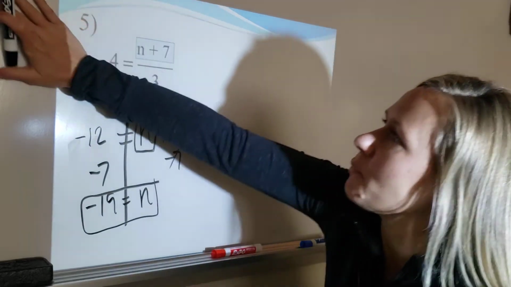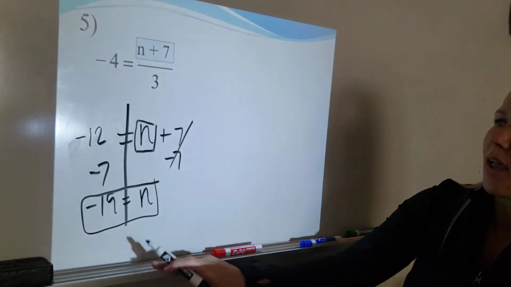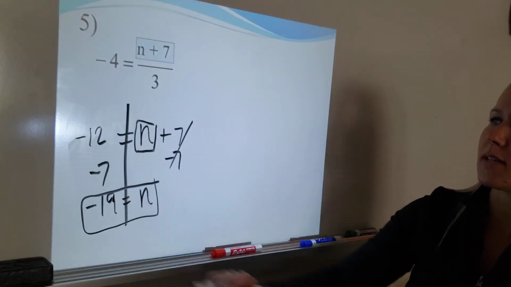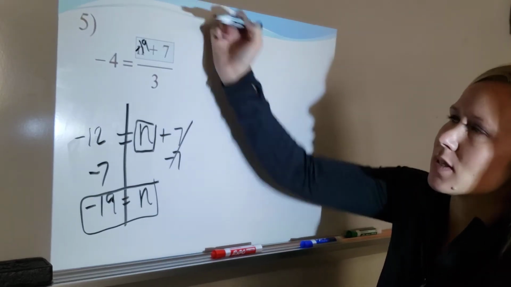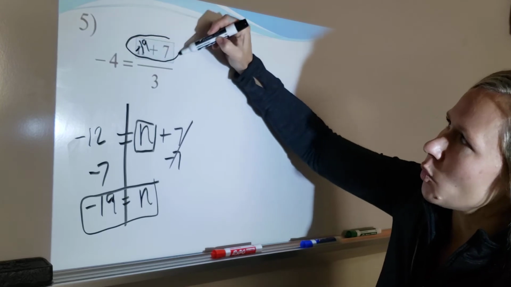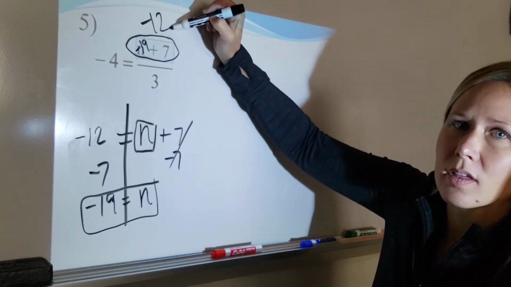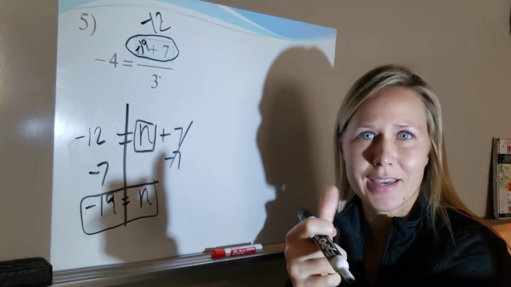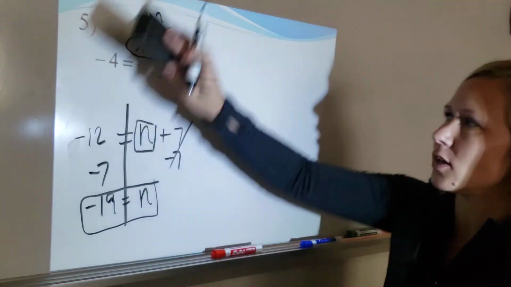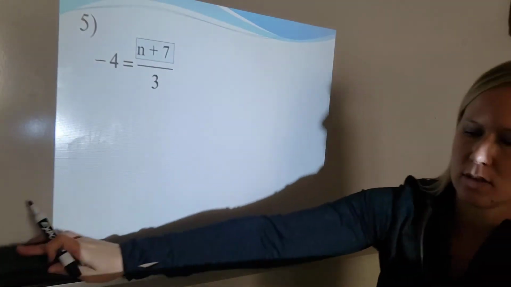So if I go back up into the original equation and I plug in negative 19 for n right here, negative 19 plus 7 would give me a value of negative 12. Is negative 12 divided by 3 equal to negative 4? Yes. So plug it in and check it. Then you know that your work is correct.